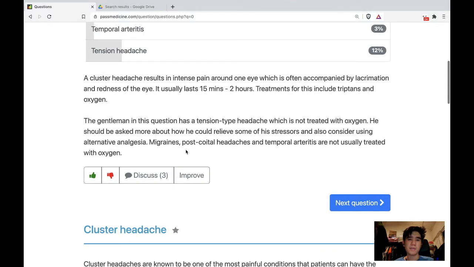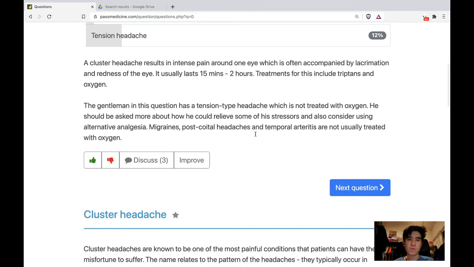A cluster headache results in intense pain around one eye, which is often accompanied by lacrimation and redness of the eye. It usually lasts 15 minutes to 2 hours. Treatments for this include triptans and oxygen.